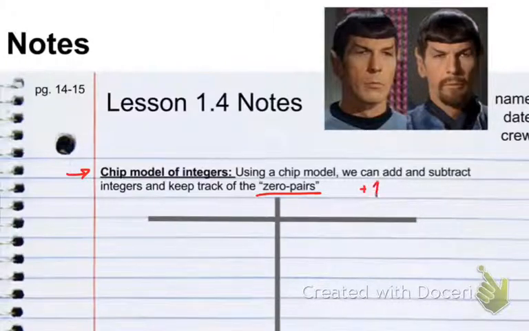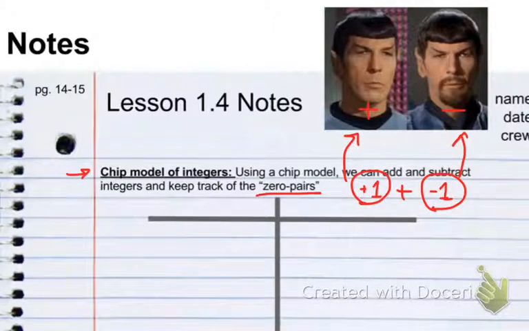If we have a positive one and we have a negative one, okay? Remember my evil twin model of integers? If we have a positive Spock and the evil Spock combined, they would cancel out. Well, if I have a positive one and I have a negative one and I combine those, I end up getting 0. And that's basically an example of a zero pair. And what we do with the chip model is keep track of zero pairs.